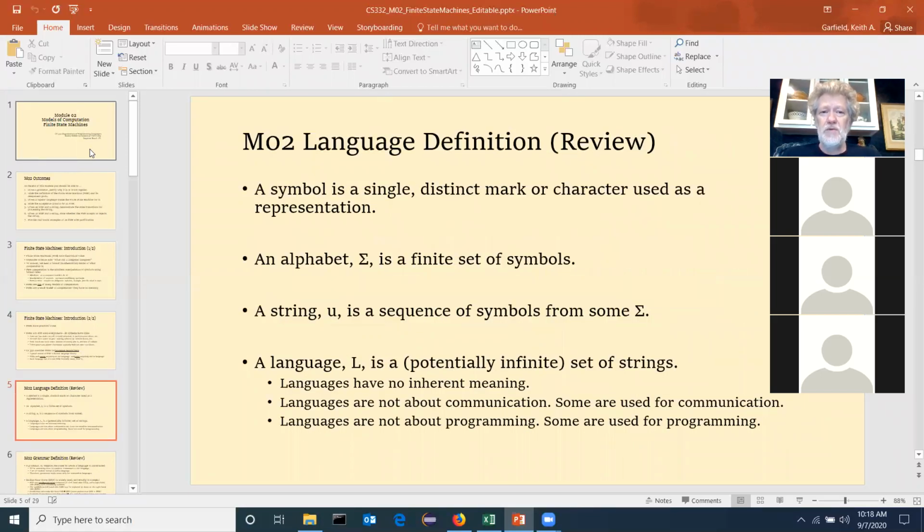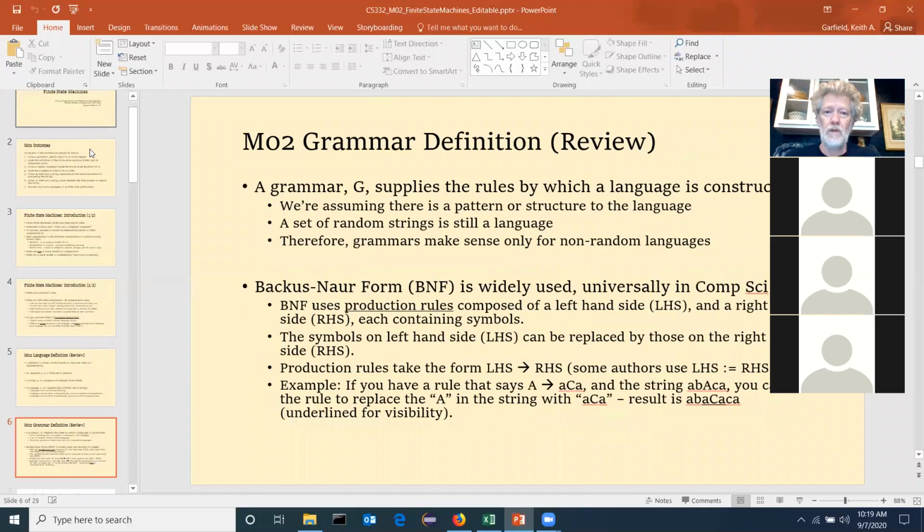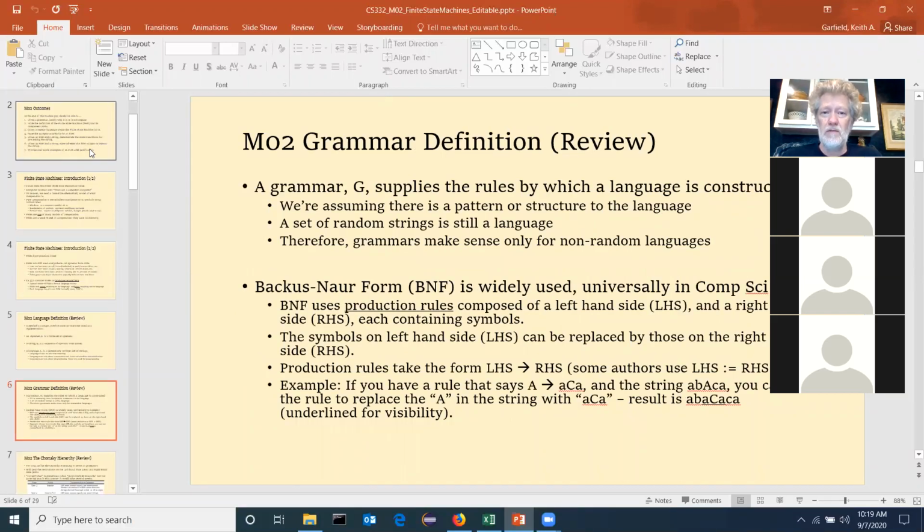All right, so let's review. Language. A symbol is a distinct mark, an alphabet is a set of symbols, a string is a sequence of symbols, and a language is a set of strings. And a grammar, at least in the Backus-Naur form, is a set of production rules by which you can create the strings that are in the language that the grammar represents.